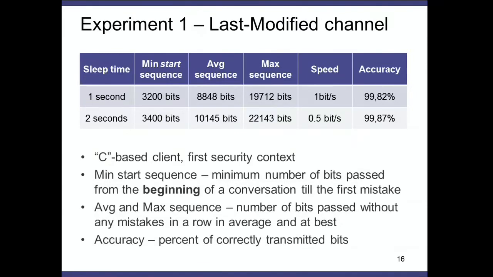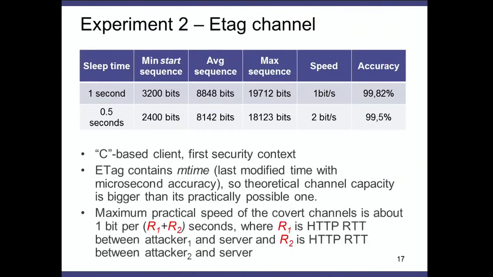Sleep time, min start sequence, average sequence, max sequence, speed, accuracy. Well, without any error, the minimal 100% guaranteed size of information without distortion. As we can see, it's enough for a cryptographic key. We can use it, although it's not speedy. Another column is precision or accuracy, the percentage of bits received out of the total bits sent. Okay, it's not impressive.